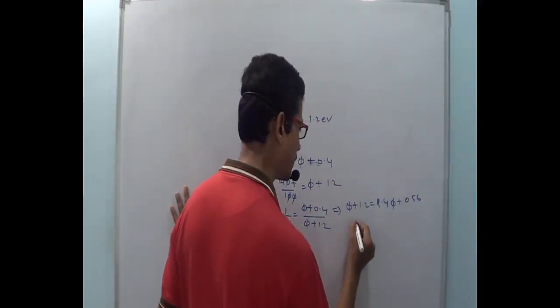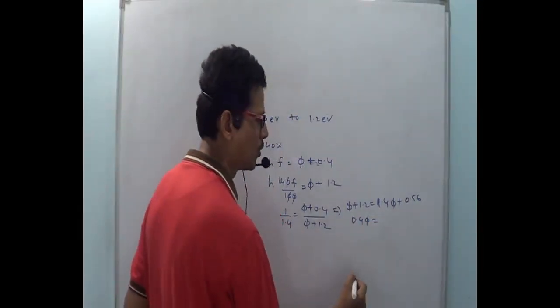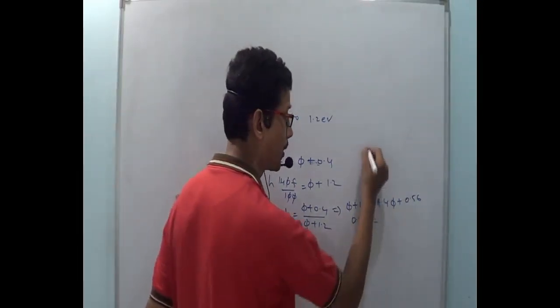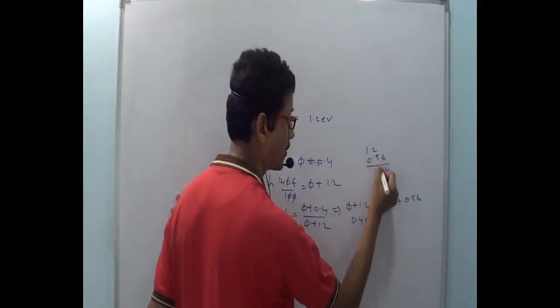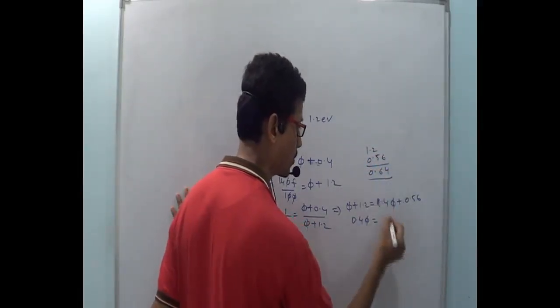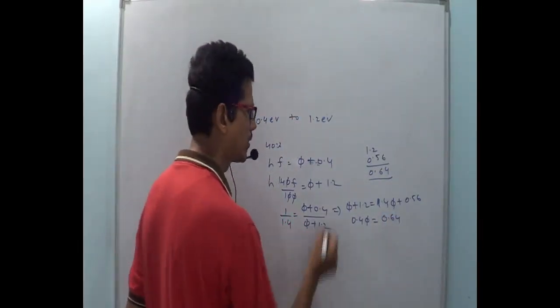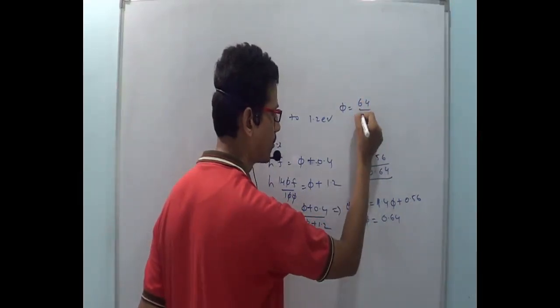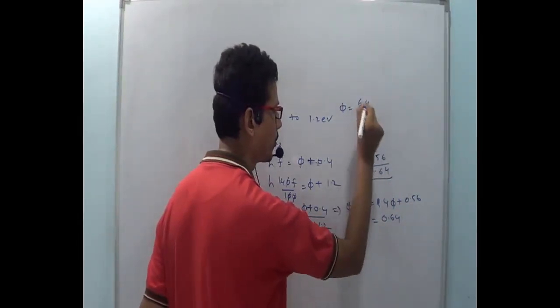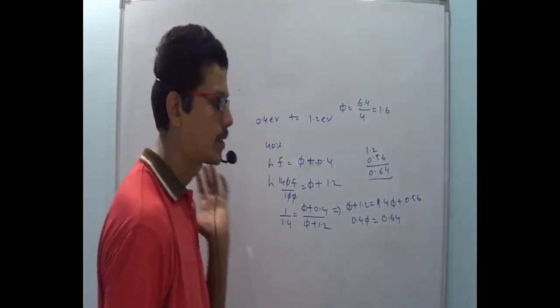So 0.4 phi is equal to how much? 1.2 minus 0.56, that is 0.64, and that is nothing but phi is 6.4 divided by 4, which is nothing but 1.6. 1.6 is the answer. Okay.